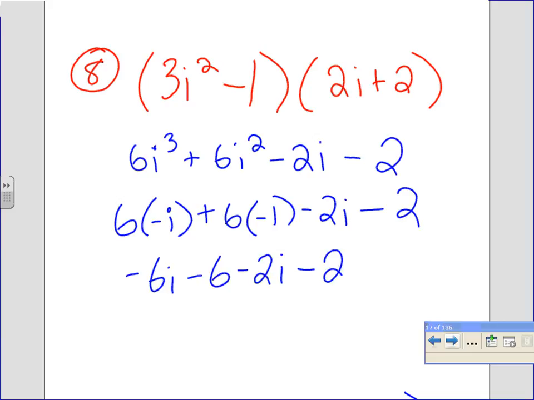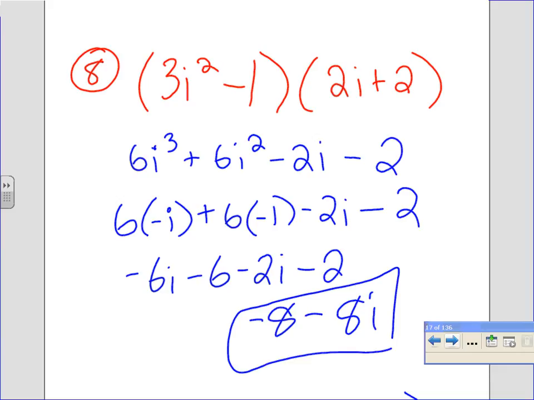Luke B, the answer is? No, to the thing on the wall. Negative 8i minus... I'm just going to write it like this. Usually the real number is first and then the complex imaginary number.